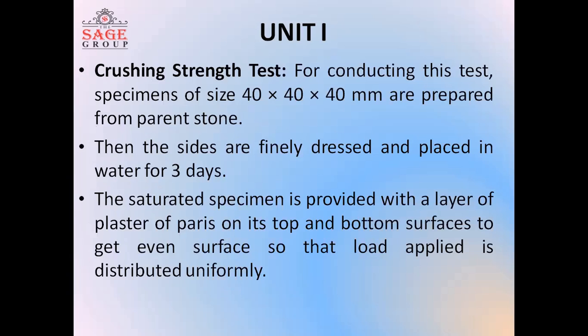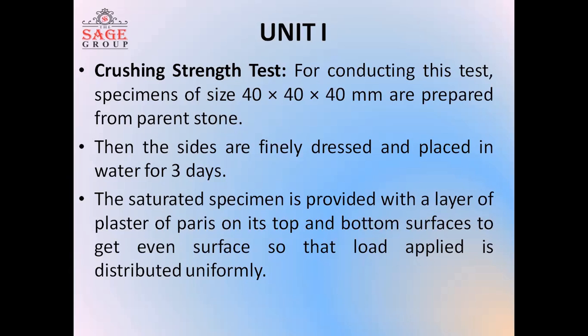So the first test is the crushing strength test. In this test, a random sample of size 40 mm by 40 mm by 40 mm is taken from the parent stone. Then the sides of the stone are finely dressed and it is placed in water for 3 days. The dressing work is done so that an even surface of the stone can be obtained, giving a regular, stable shape and uniform surface.